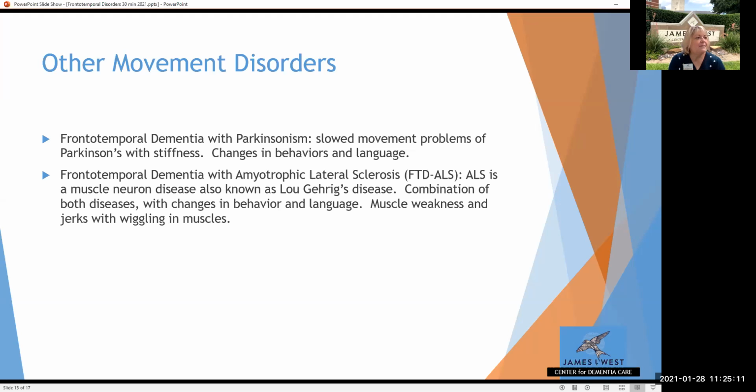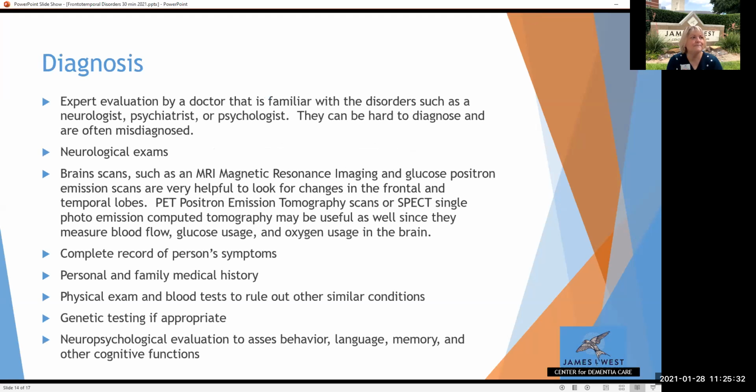ALS is a motor neuron disease, also known as Lou Gehrig's disease, and this particular type of frontotemporal disorder is a combination of both diseases. They will have behaviors with the frontotemporal, and then the muscle weakness, the jerks and the wiggling in the muscles with the ALS. So they have both at the same time. So how to get a diagnosis?